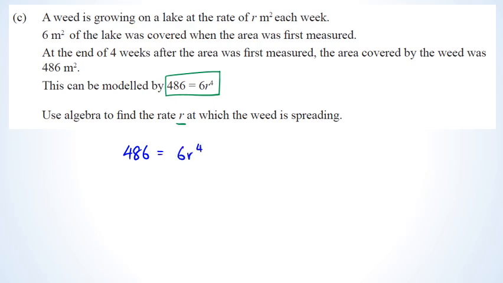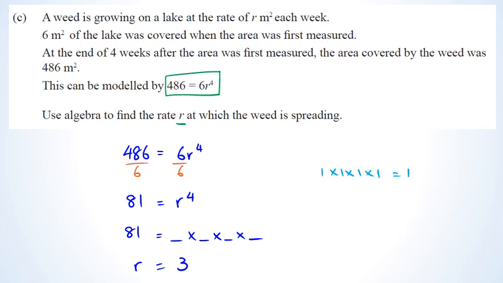So dividing both sides by 6, I have 486 divided by 6. I'm going to get 81 equals r to the power of 4. So basically I'm looking for a number that, when it's multiplied by itself 4 times, gives me 81. Again, some of you might know the number straight away and would put down r is equal to 3, and that's absolutely fine. But if you don't know how to do it, you can always guess and check.